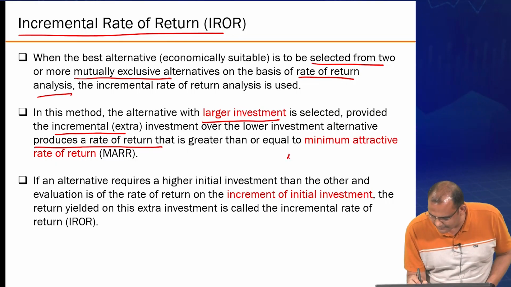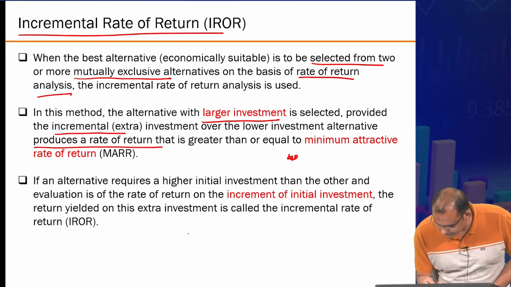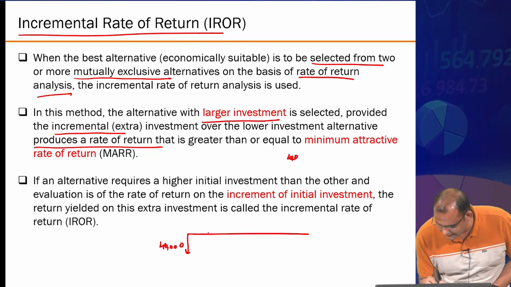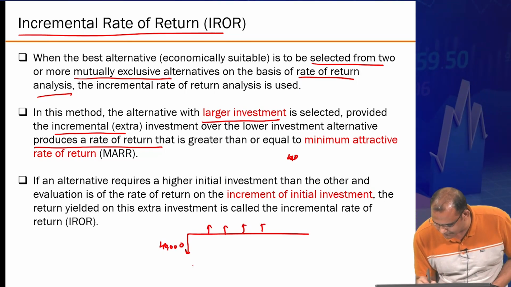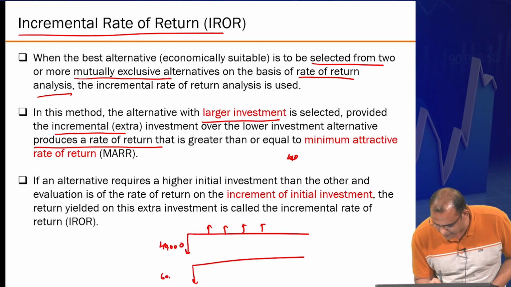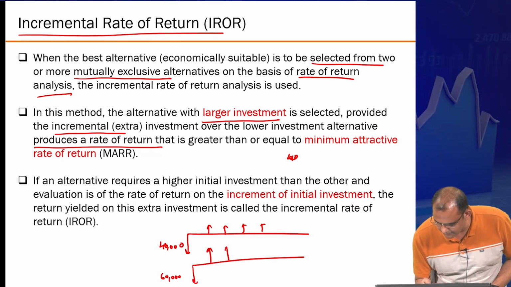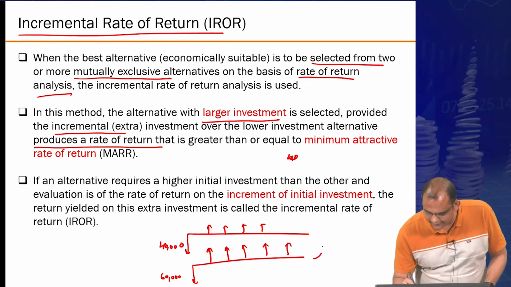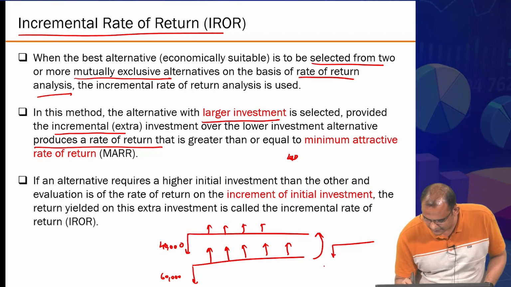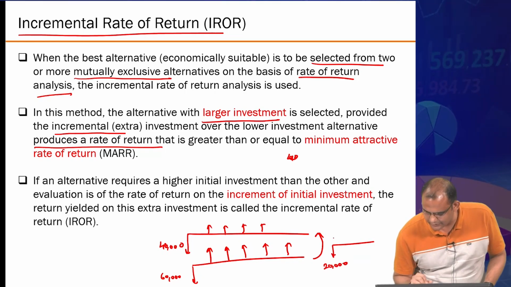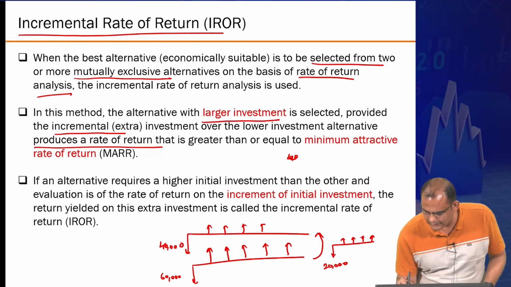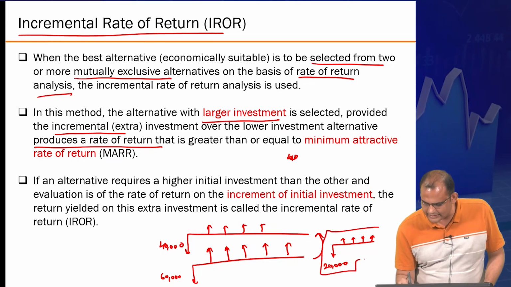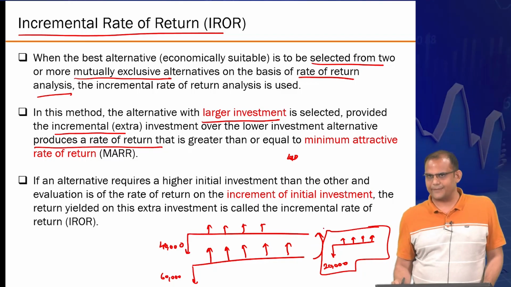So, let's say what I am saying is, you have two alternatives. One has some 40,000 rupees, it has some cash flow series. Another takes 60,000 rupees, but it has some slightly higher cash flow series. So, when you take the difference of the two, it becomes 20,000 rupees and some difference between two of these annual values. This I am calling the incremental cash flow series.